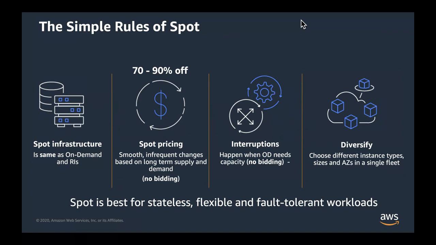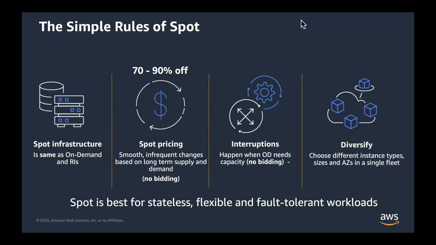Spot pricing is a function of long-term supply and demand. The pricing is simple because it does not change often and is typically an average discount of 70 and up to 90% off of the on-demand price. To simplify the purchasing experience, we eliminated the bidding model 2 years ago. This change has made it a lot easier to get Spot instances because you no longer have to think about a bidding strategy.